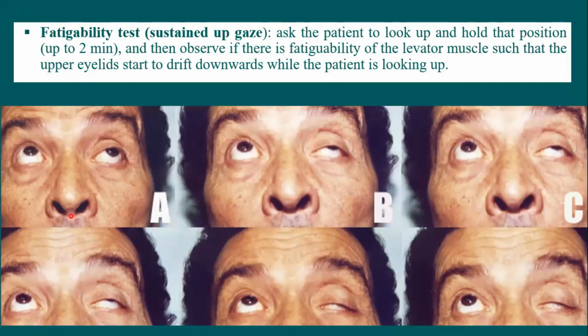Here, I don't remember the reference. The patient is asked to look up. And as you can see, compare A with the last one, there is worsening of the ptosis on the left side. This is the fatigability test, sustained up gaze. So let's read it together. Ask the patient to look up and hold that position for up to 2 minutes and then observe if there is fatigability of the levator muscles, such that the upper eyelids start to drift downwards while the patient is looking up.